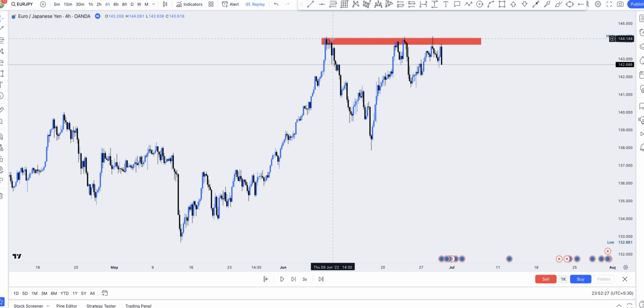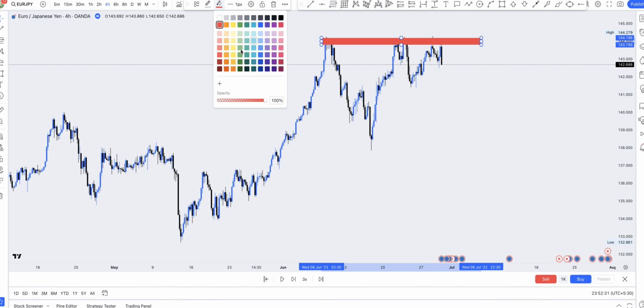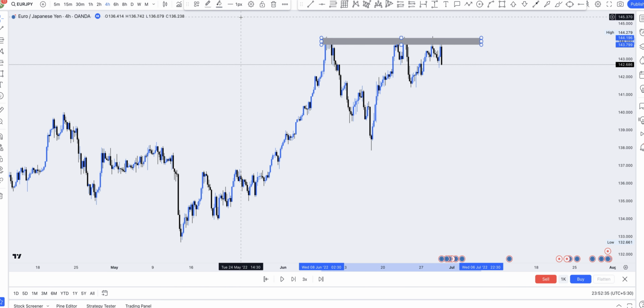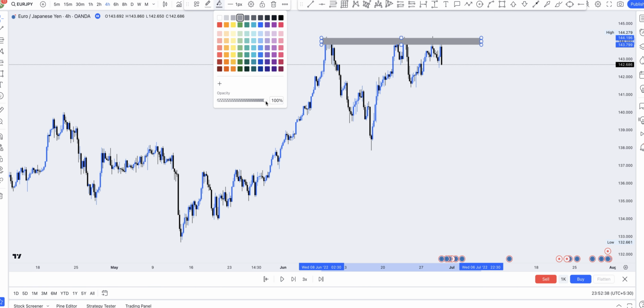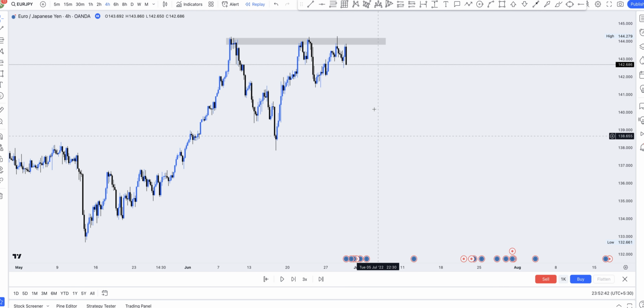If you follow me for some time now, you should know that I trade most of the time support and resistance zones, because these zones are very, very powerful and they are the core of price action and the core of trading.